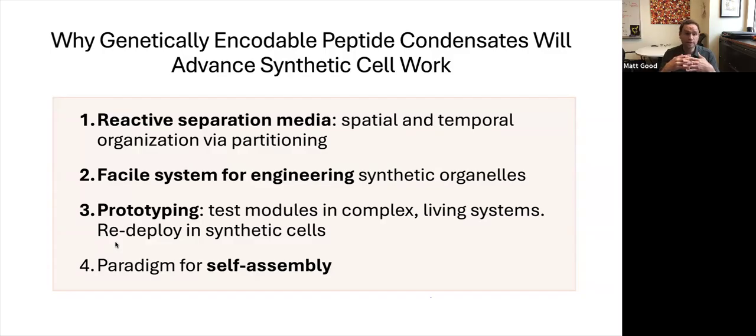I think it's a really facile system for engineering. So we figured out rules so we can change individual amino acids on the sequence. That changes the saturation concentration, but can also change its viscosity. And then I showed you we can take two separate peptides that form discrete condensed phases, and then by changing a few of those residues, we can get them to co-assemble. So there's just a huge space here for controlling or engineering these to create synthetic organelles.